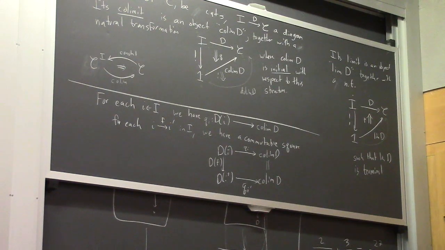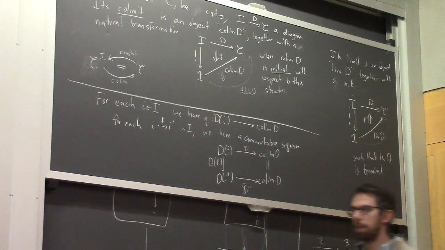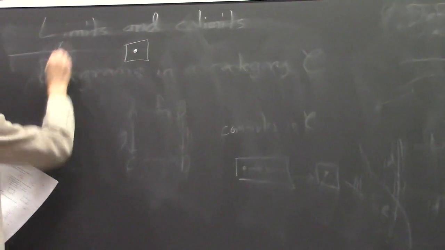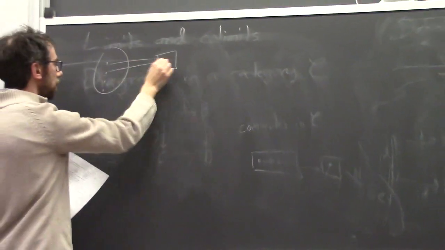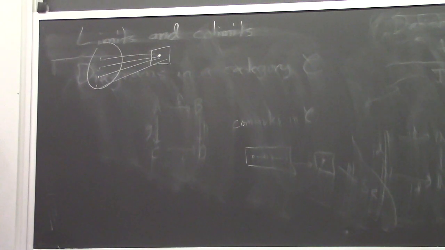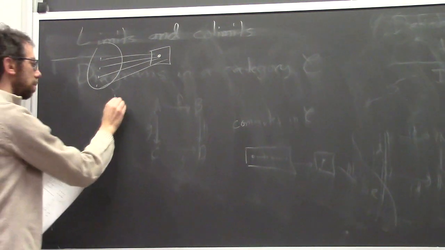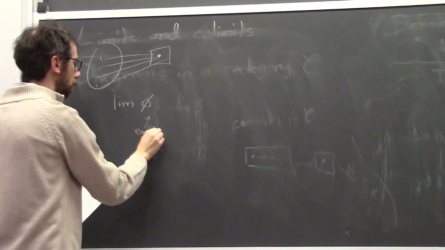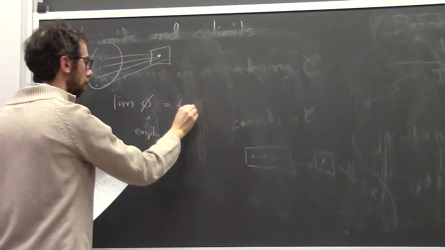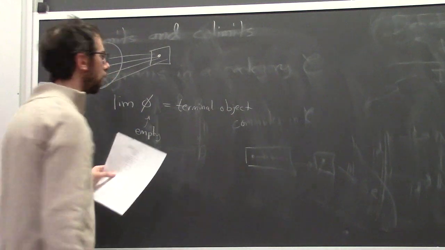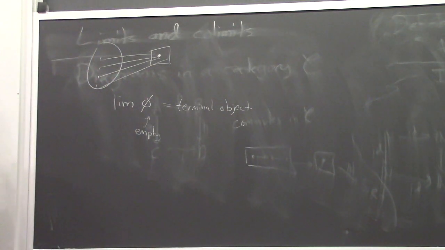So the terminal object in the category of sets is the one object set. It's a set. The one element set is a set, and any other set maps uniquely to it. And that's the terminal object, and it's also the limit of the empty set. So the limit of the empty diagram. I think I might have said that the one object category is also the terminal category.